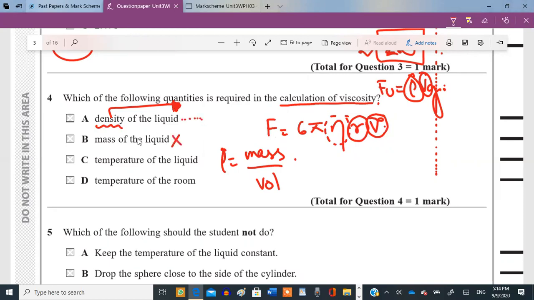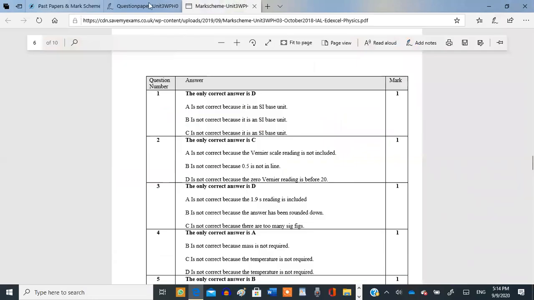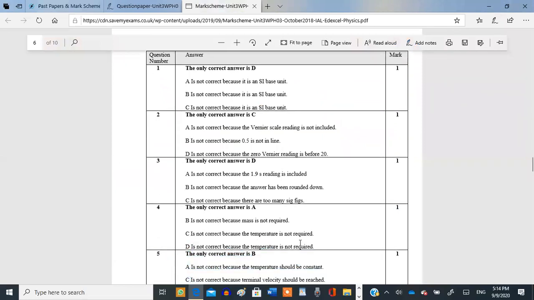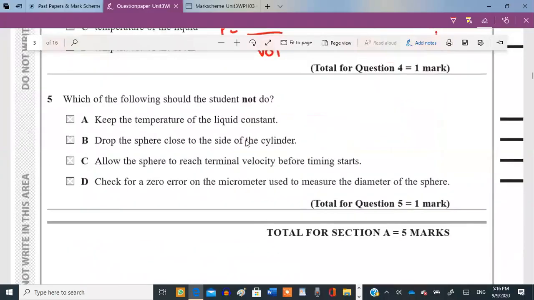Whereas about the mass of the liquid, I don't think you need any mass. The temperature of the liquid or the temperature of the room, well, the temperature of the liquid is required because as you change the temperature, the viscosity has to change. But the density is also required. Now this is a best choice question. Let's see what the marking scheme has to say about this question. It's A, it's the density. And what's the reason? D is not correct because temperature is not required. And these things are not required, it's only A. Yeah, I'll research this one out and send you the answer.